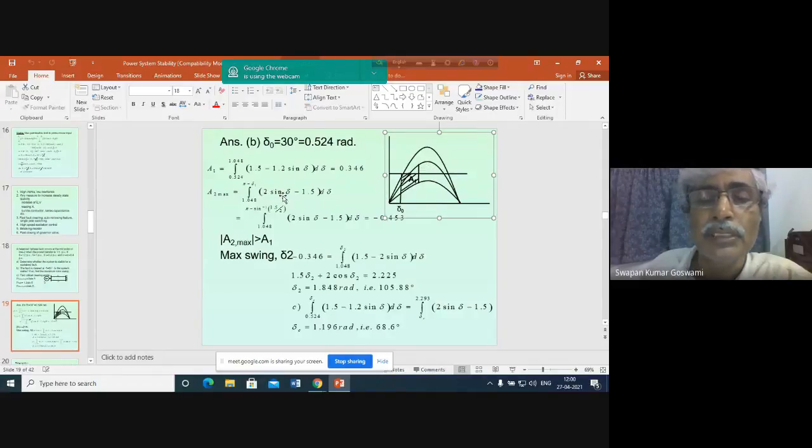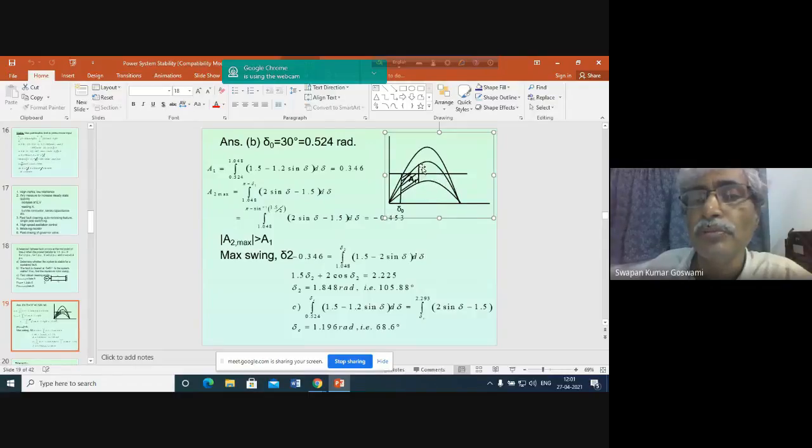So the integral of 2 sine delta minus 1.5 d delta from 1.048 to pi minus delta 1. So this angle you have to calculate. This is the input power line and output power curve. They are meeting at this point. So this angle is, say, delta 1. This angle will be pi minus delta 1. That's why the 1.048 swing is starting from here. Deceleration, that swing, from 1.048 to pi minus delta 1.